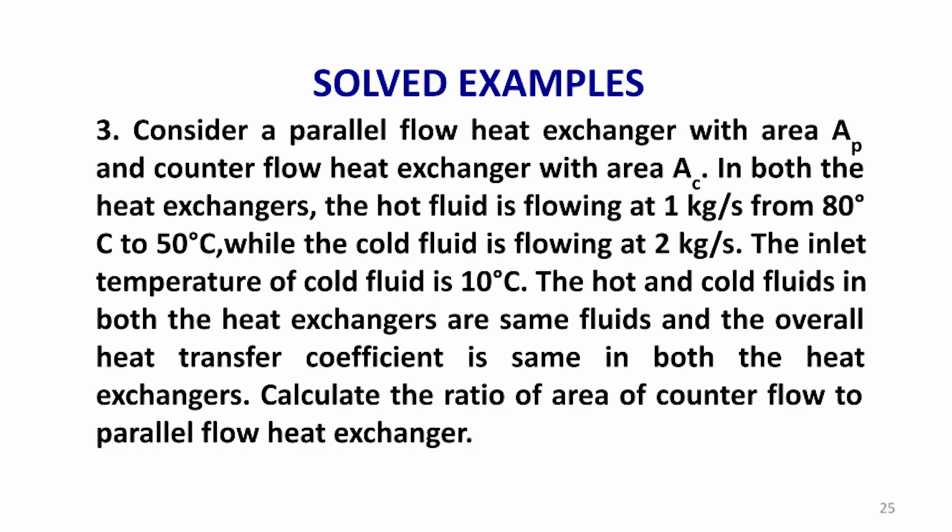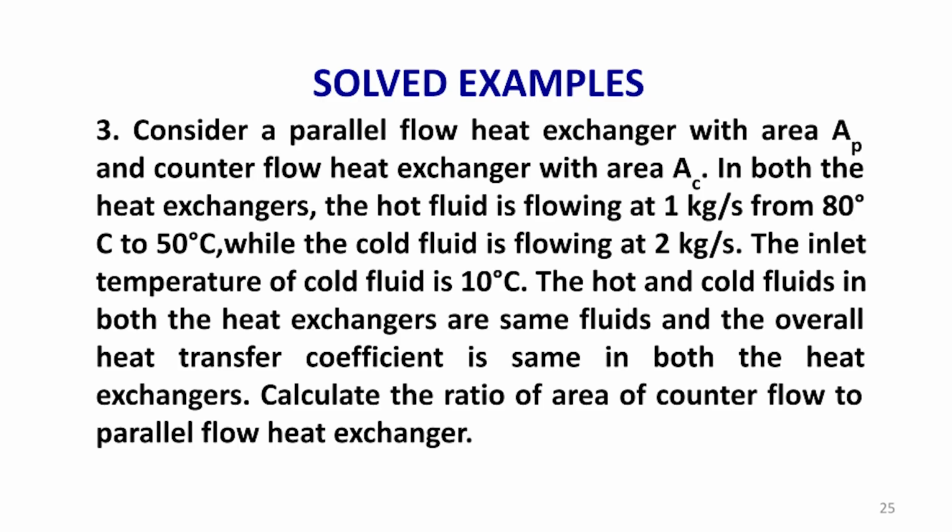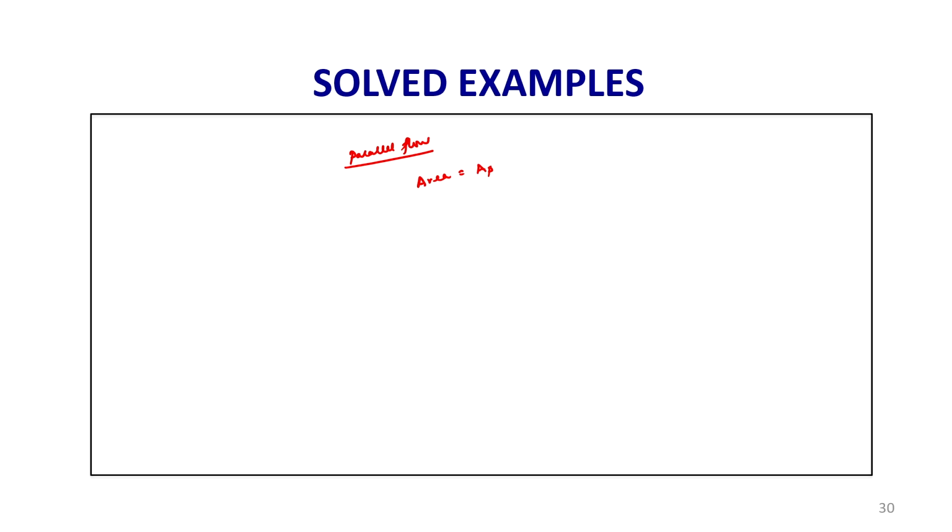Parallel flow area is AP. The hot fluid is flowing at 1 kg per second from 80 to 50. That means the hot fluid is cooled from an inlet temperature of 80 to an outlet temperature of 50. Let us write the given data. Let me first write the fluid data.